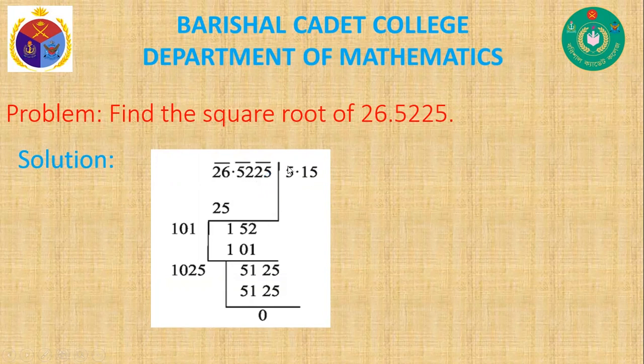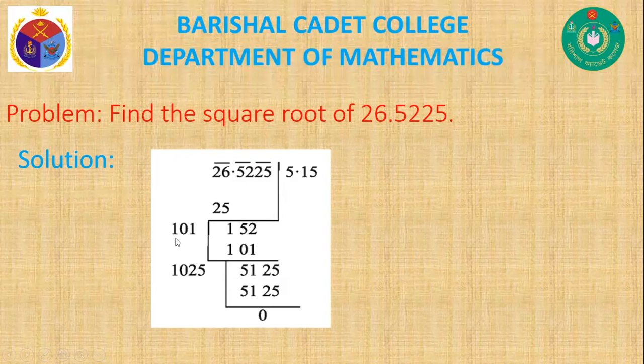Now we have taken here 5 because 5 squared is 25, which is less than 26. So this is the greatest perfect square number which is less than 26. I have taken here 5, then putting this here and subtracting, we get 1. Then I have taken this pair 52. As we have passed the decimal point here, I have taken a decimal point here. Then the double of 5 is 10.